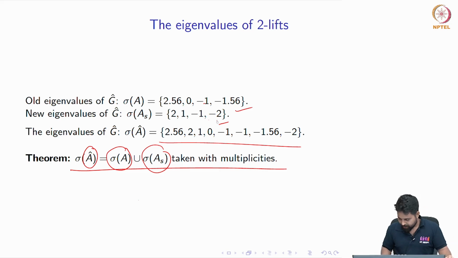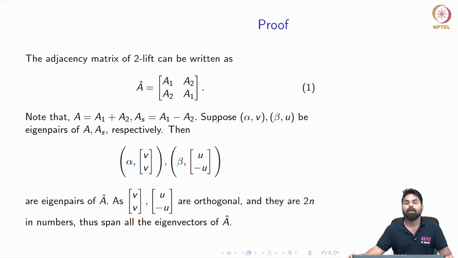Now, the proof. The proof is actually very crisp, very simple. But in order to understand the proof, let us first understand the structure of the adjacency matrix of a two lift.